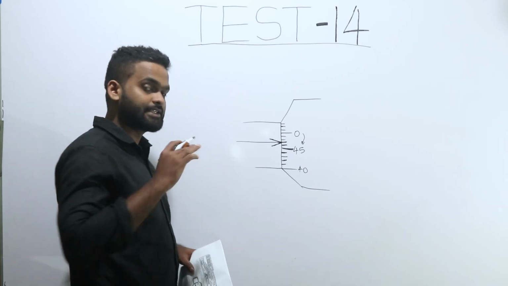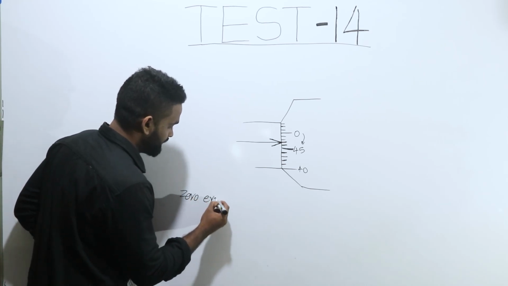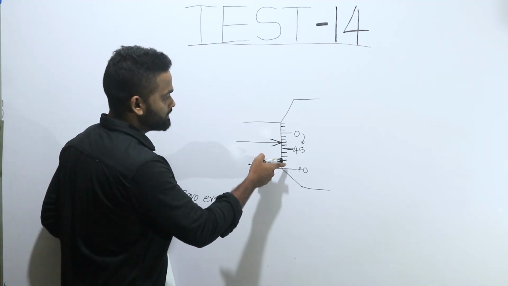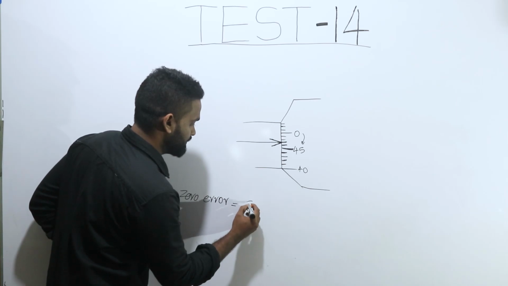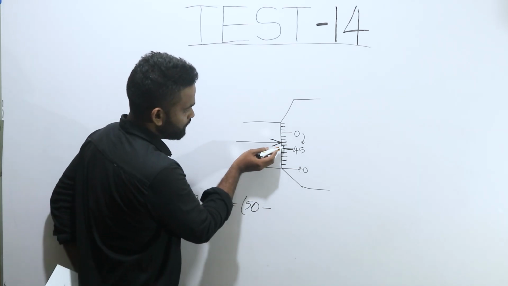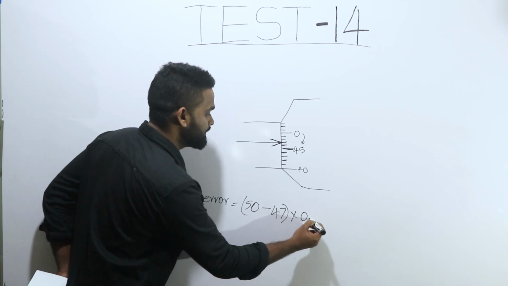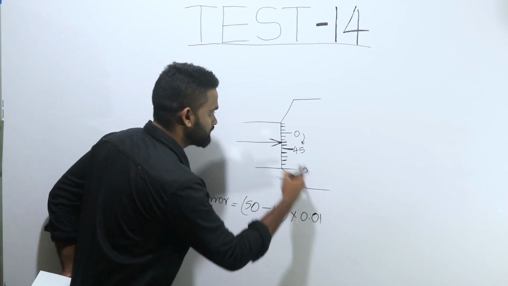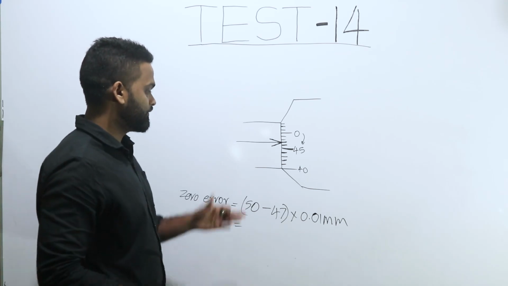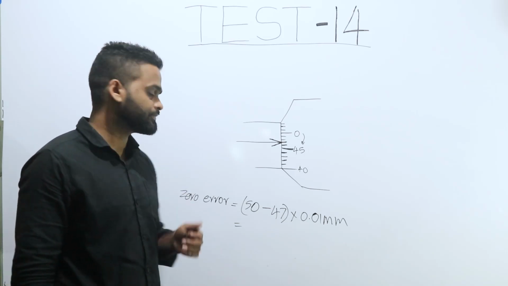Okay, so if the zero error is negative, to calculate the zero error, you take the total number of parts in the circular scale, that is 50, minus the mark showing up, the 47th mark of the circular scale, times the least count. The least count of this should be 0.01 millimeters. So this is how you find the zero error if the zero error is negative.